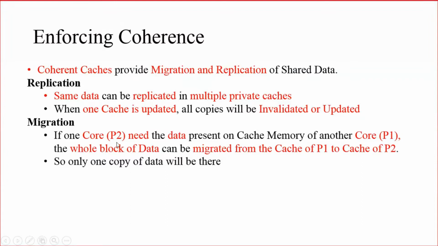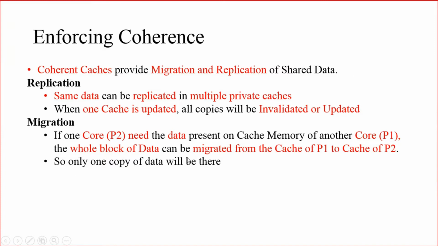So what do you mean by migration? If one core, that is core P2, needs data present in the cache memory of another core, say P1, one of the methods is that the whole block of data requested by P2 can be migrated from the cache of P1 to the cache of P2. The block of data will be migrated from the private cache of P1 to the private cache of P2. That method is known as migration.